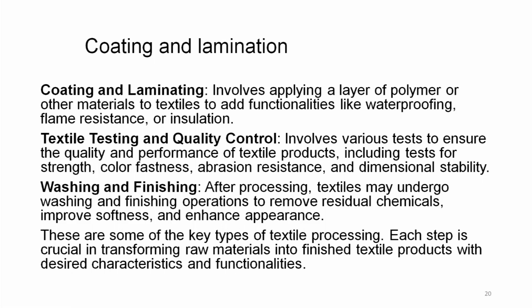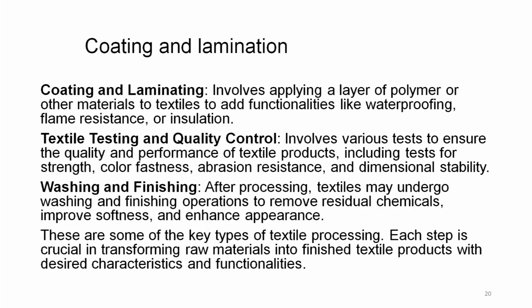Coating and lamination. Coating and laminating involves applying a layer of polymer or other materials to textile to add functionalities like waterproofing, flame resistance or insulation. Then comes the textile testing and quality control. It involves various tests to ensure the quality and performance of textile products, including tests for strength, color fastness, abrasion resistance and dimensional stability.